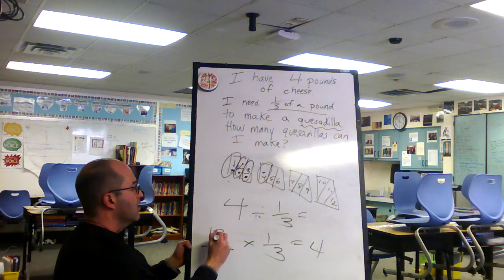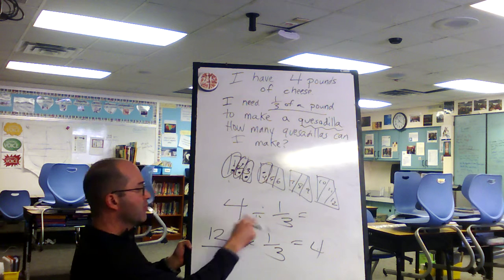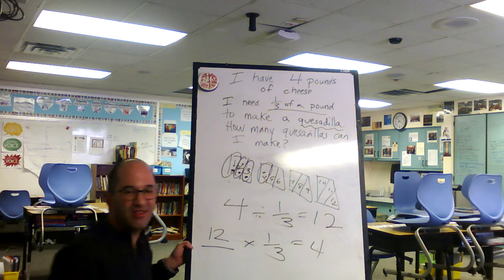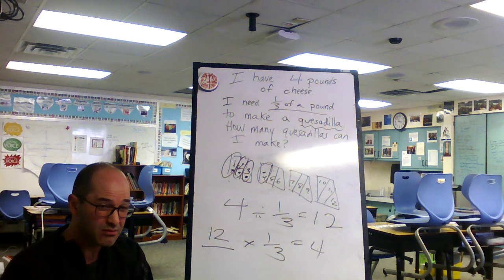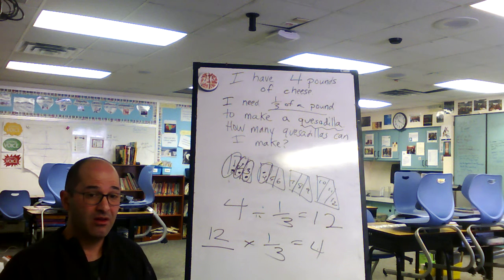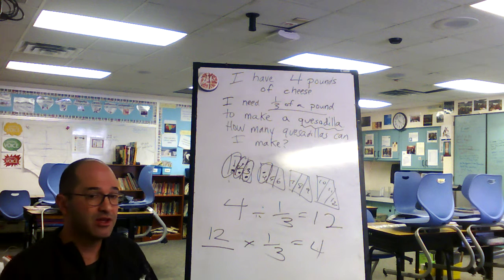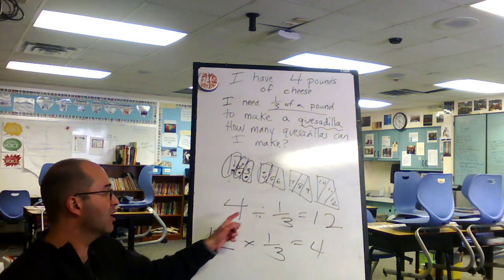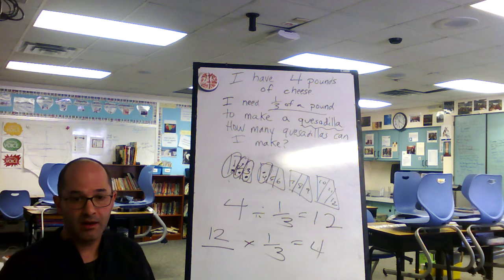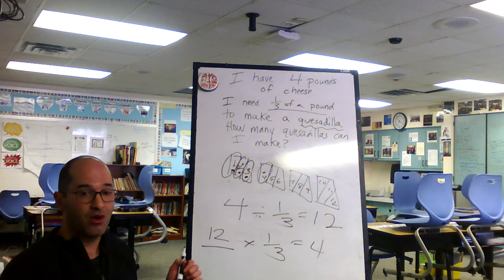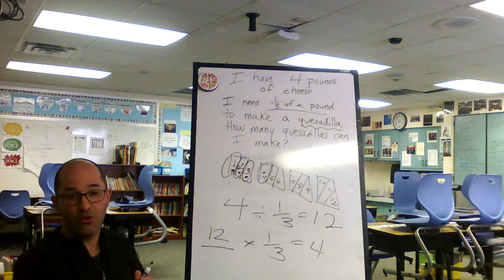Because 12 sets of 1/3 gives me 4. So 4 divided by 1/3 equals 12. Isn't that interesting? When you divide a whole number by a fraction less than 1, your answer gets bigger. That's weird, right? You're not used to dividing and getting an answer that's bigger. Well, that's because we're saying groups of things that are less than 1, you end up getting a bigger answer, right? 4 divided by 1/3 equals 12 because there are 12 1/3 in 4.